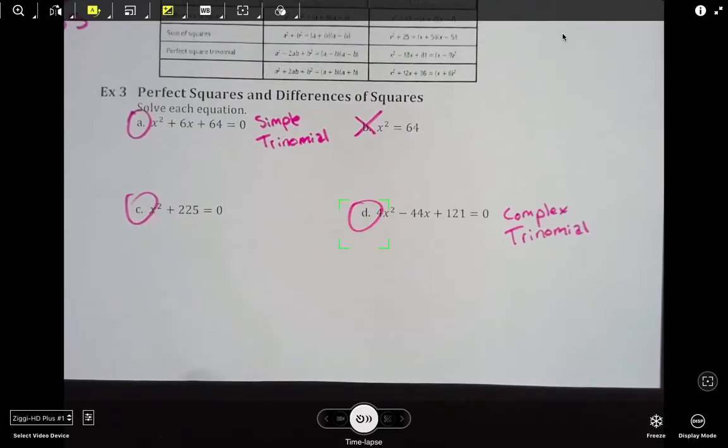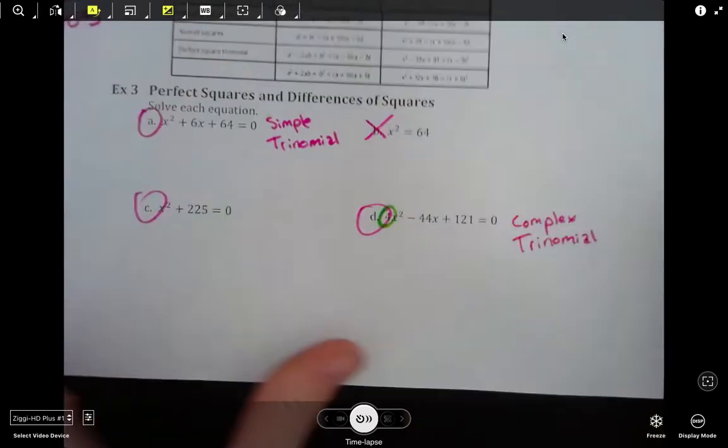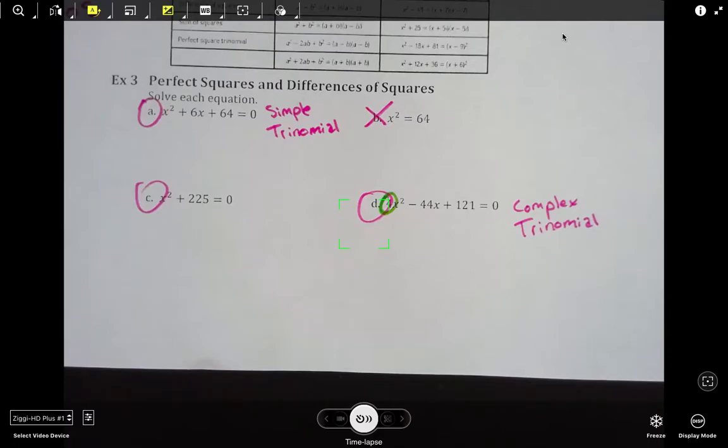All right, guys, listen. How do I know that this one's simple and this one's complex? This one has just x squared. This one has a 4x squared. So when there's a number in front, that makes it complex. That 4 makes it complex. Now, how do I know it's a trinomial? Because it has three pieces: 1, 2, 3. Both of them are trinomials.